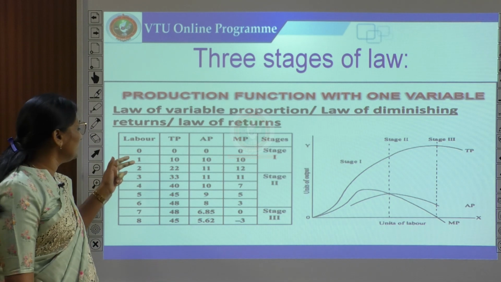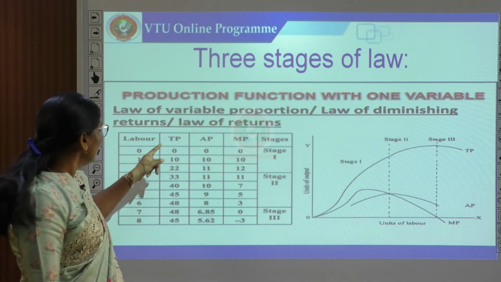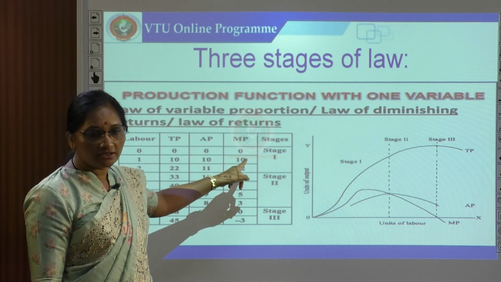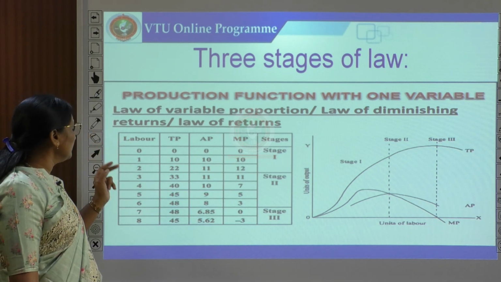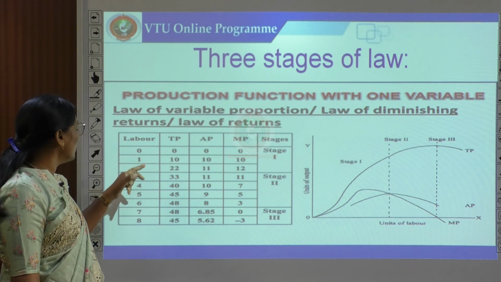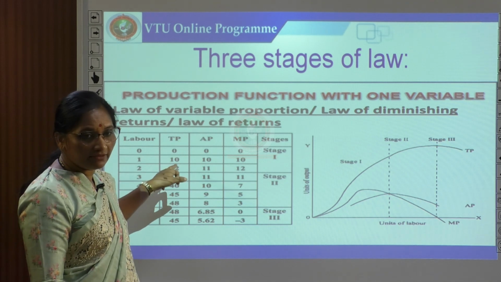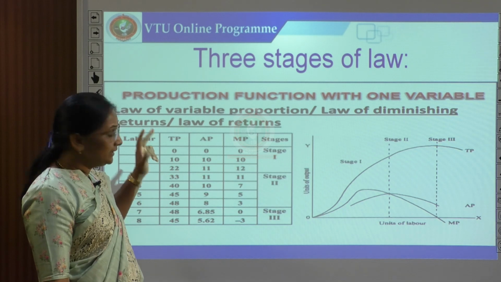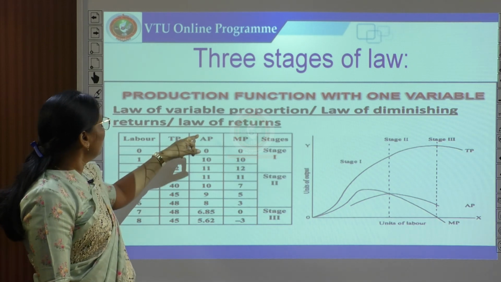Once we start using the variable factor, that is labor 1, the total product is 10, average product is 10 and marginal product is also 10. Then we increase the variable factor from 1 to 2. When it is 2, the total output increases, from 10 to 22, going upward. And the average product is 11.